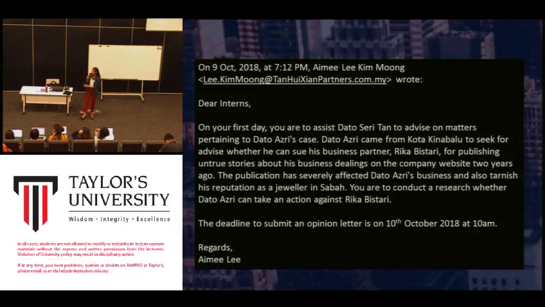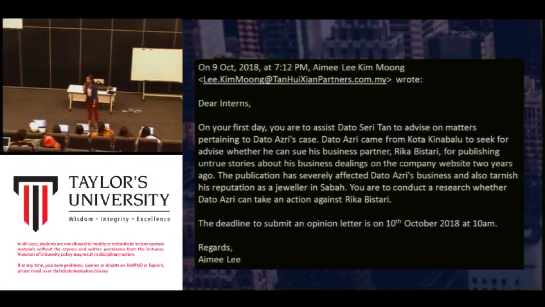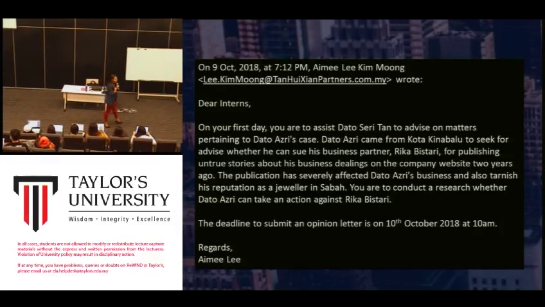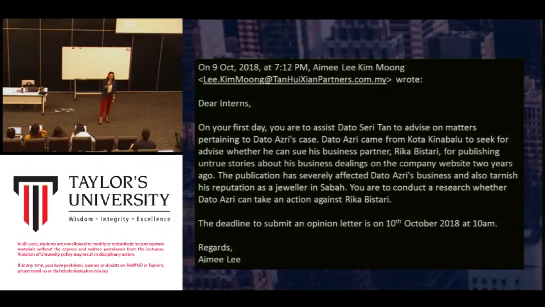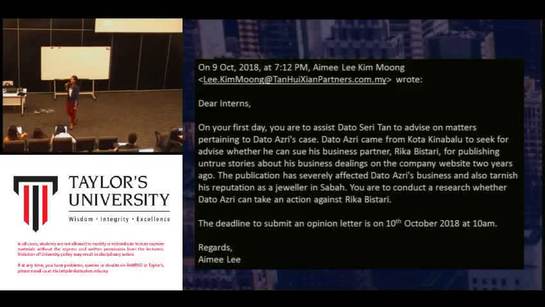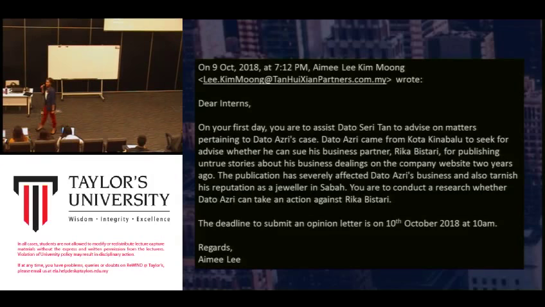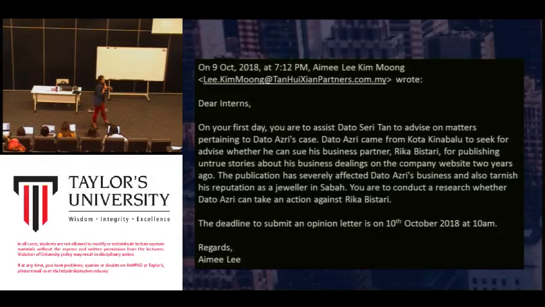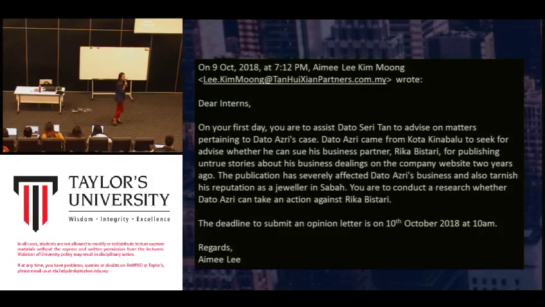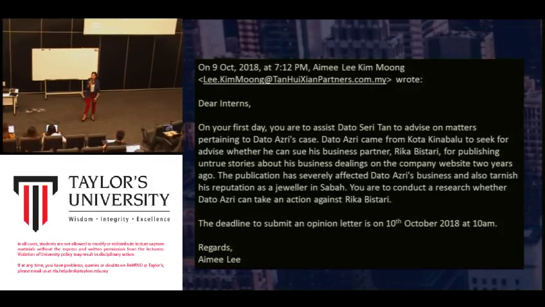No, the facts, not this email. I can't extract the email, it's confidential. You receive an email like this in real life. When you're about to go back home, you receive an email, and then you realize the due date is tomorrow morning. Which means you have no sleep, you need to do research, and then prepare an opinion letter. That's how real life works.